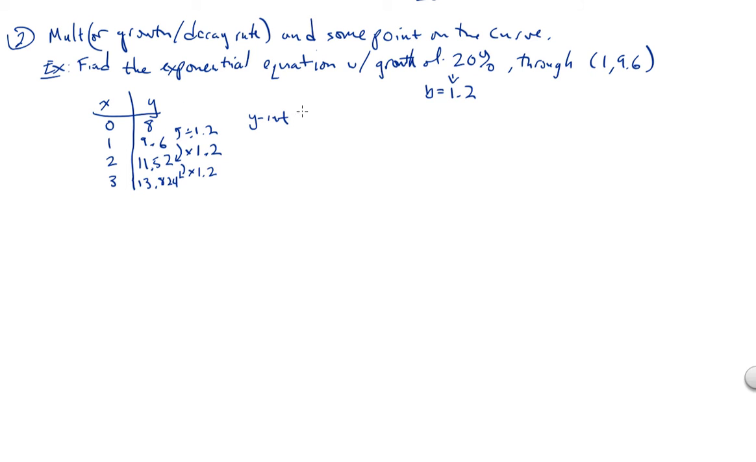Here's our y-intercept, (0, 8). In other words, a is 8. b is 1.2. I guess we're good to go. Y equals 8 times 1.2 to the x. And there it is.